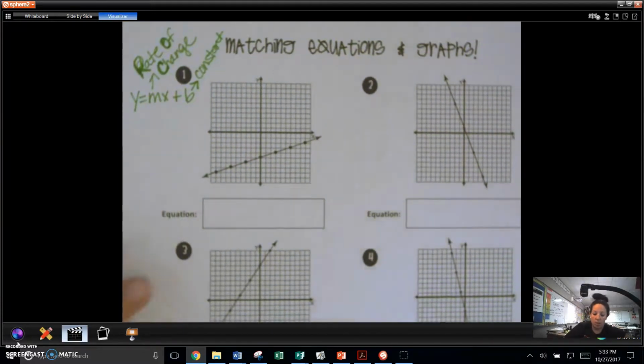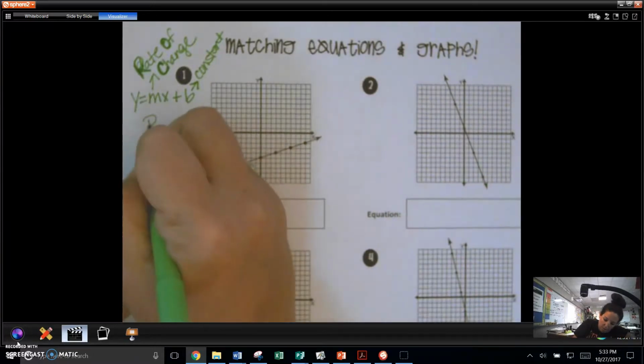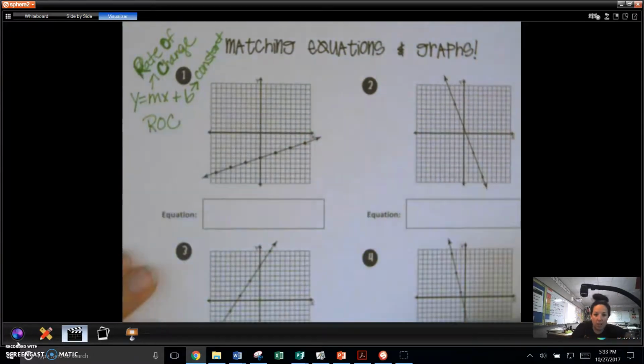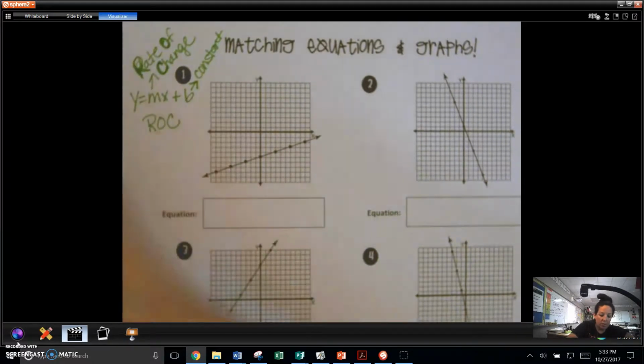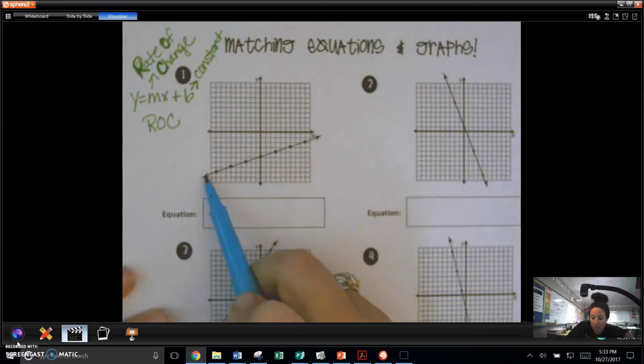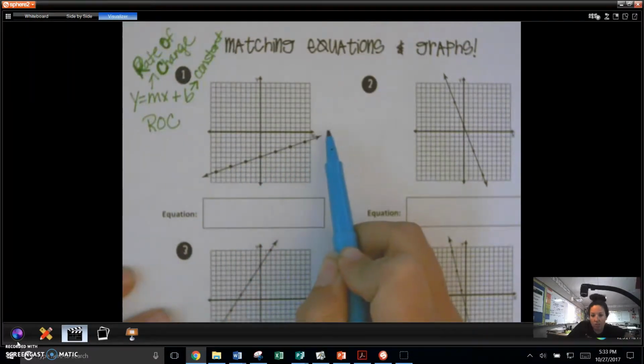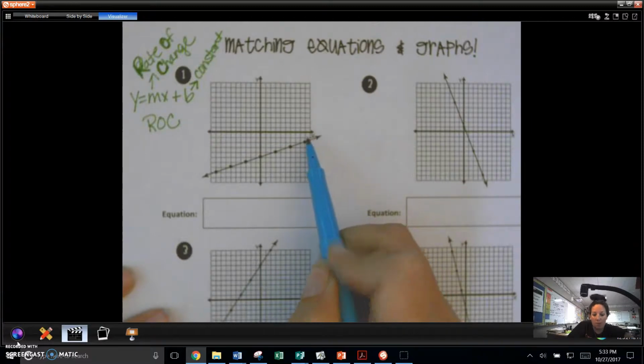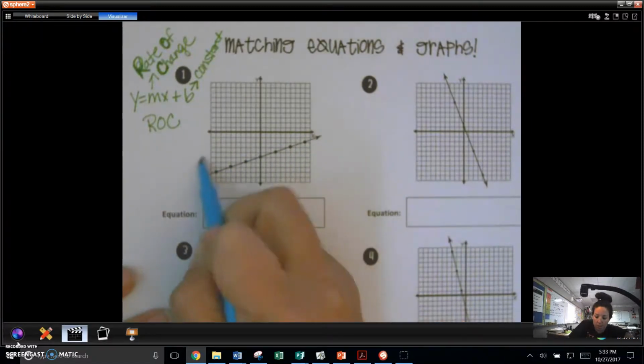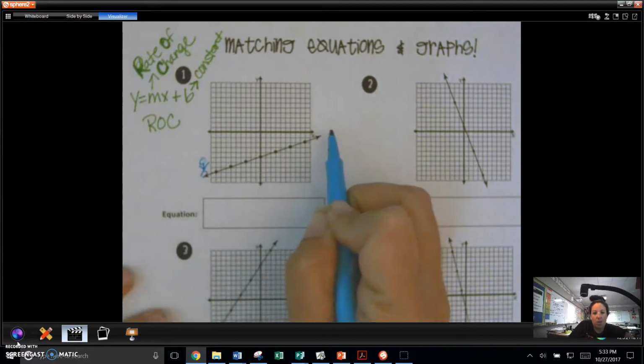So let's start with our ROC, our rate of change. When we look at this graph, we want to see how the line is changing. If I look at this line, it's increasing from left to right. That lets me know that it's going to be a positive ROC. In class, we also talked about if we put a little man right here, and we go from left to right, just like we read, he would go up.